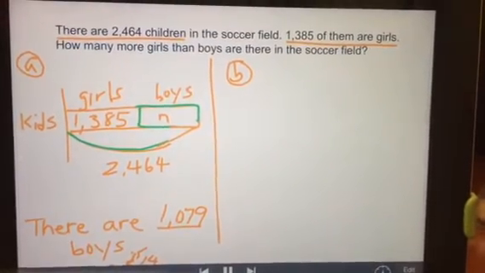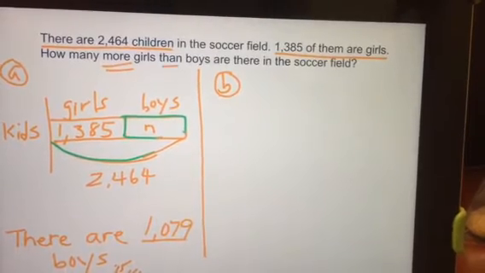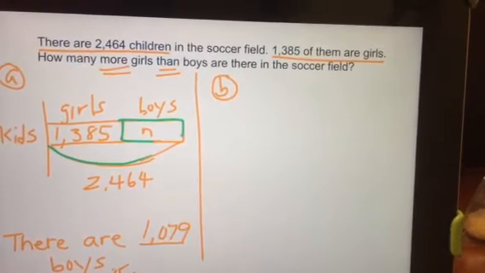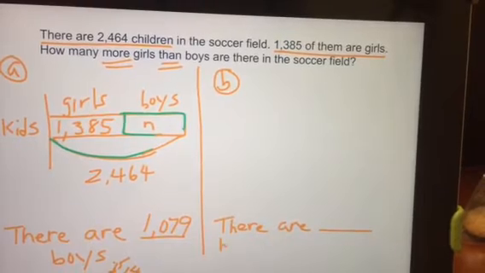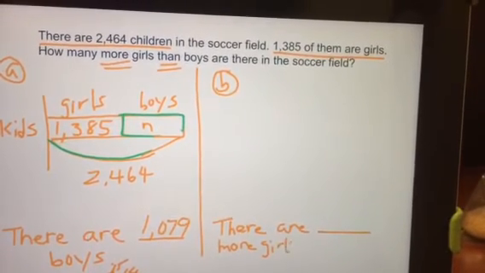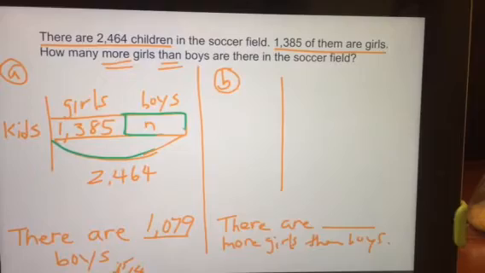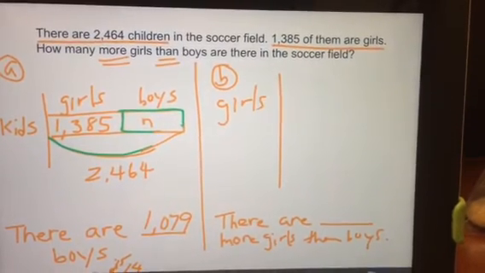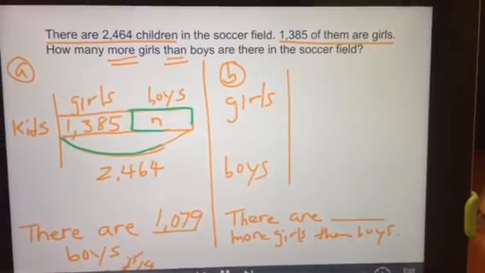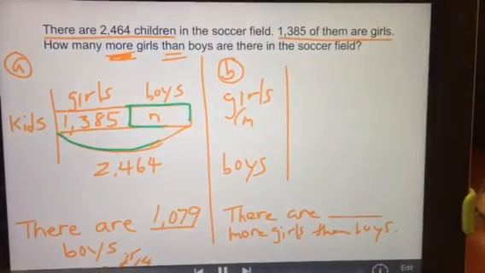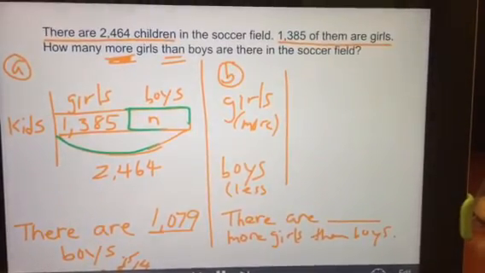Okay, so now we have a comparison model going on, because look at the problem. It says how many more girls than boys are there on the soccer field. Well, let's write the answer statement here. There are blank more girls than boys. Who or what is the problem about? Of course, it's about girls and boys. Who has more and who has less? Well, it tells you there are more girls than boys.